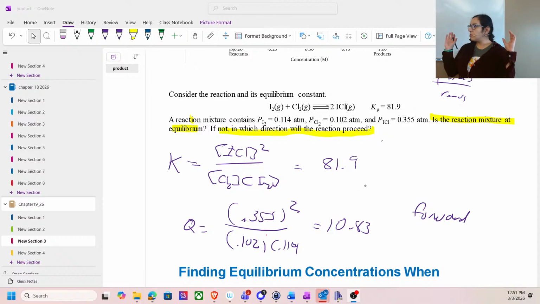Yeah, but remember, it's just like a snapshot. So the Q is just like literally we're taking a snapshot and where is it, right? And so we can only compare the Q to the K. And then we're seeing, right, is Q lower than K? In which case it'll keep going in the forward direction. Or if Q was higher than K, then it would have to go in the reverse, right? Like if it was 100, then we'd say, okay, well, we actually have too many products, so then we've got to go back and make reactants.